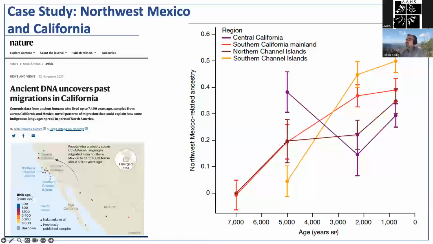So this really was a key finding in this paper: that this ancestry may be related to Uto-Aztecan speakers moving into the Southwest and California prior to the spread of maize agriculture. So it's showing us how genetics can help inform some of these long-standing questions and debates that we've had in archaeology.